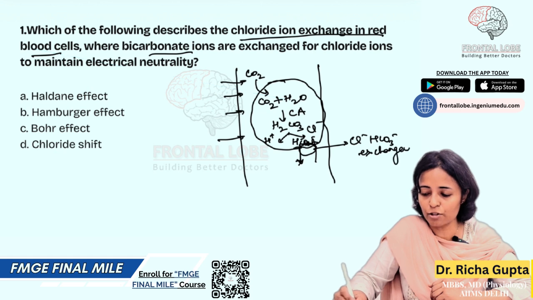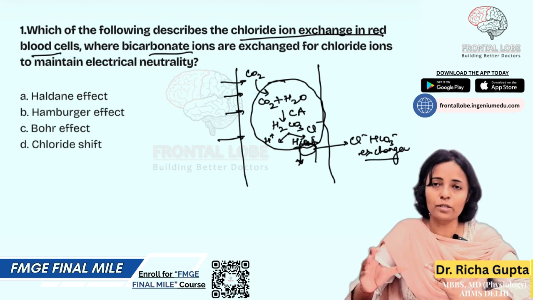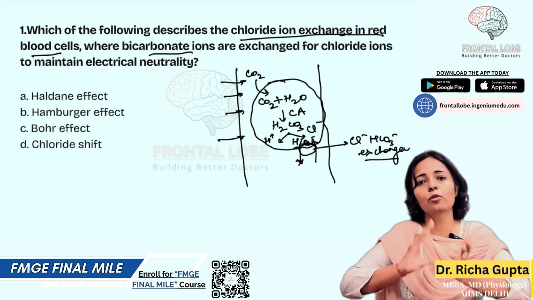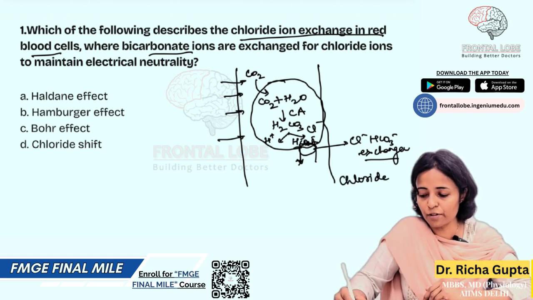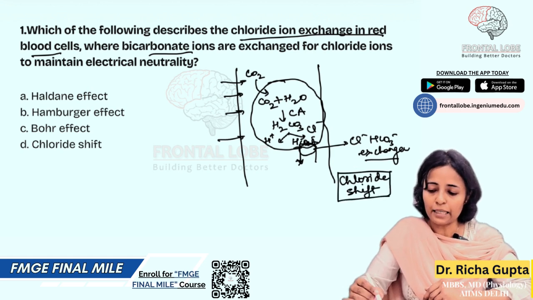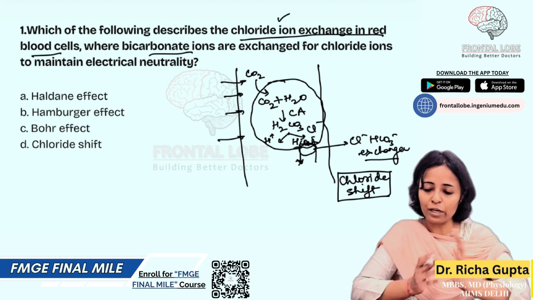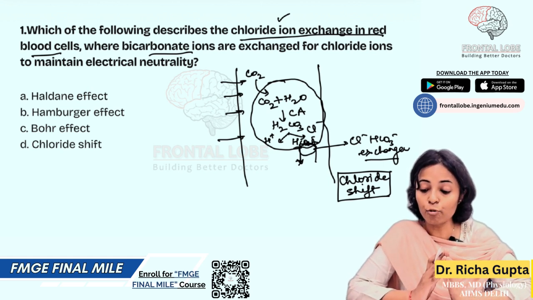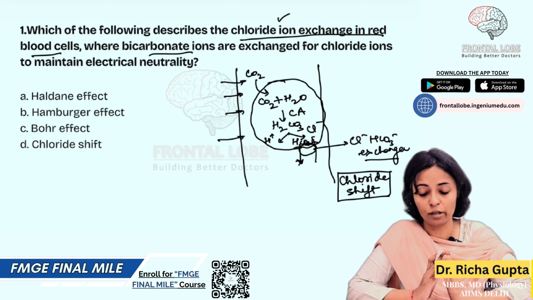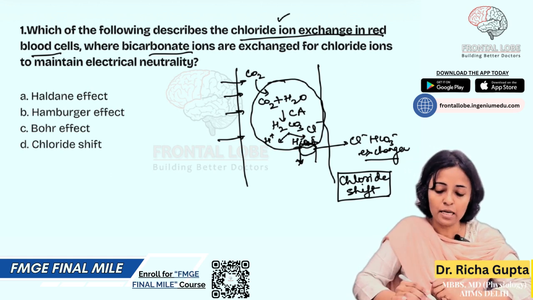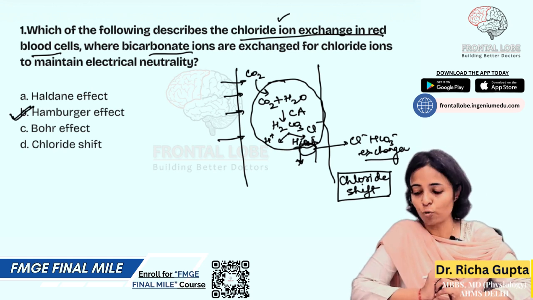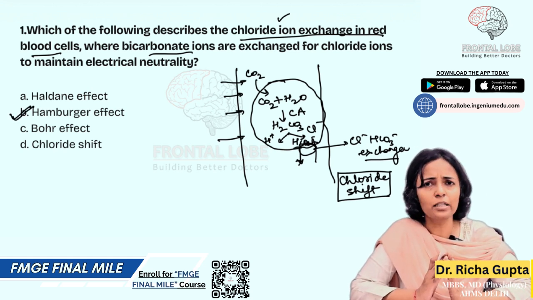Okay, so this concept where bicarbonate is moving out and chloride is moving in, this is known as chloride shift. And that's what they are asking, that this chloride exchange in red blood cells where bicarbonate ions are exchanged, this is known as what? This is known as chloride shift. Another name for this chloride shift is Hamburger effect. Okay, so this is a simple, direct question. Chloride shift, also known as Hamburger effect.